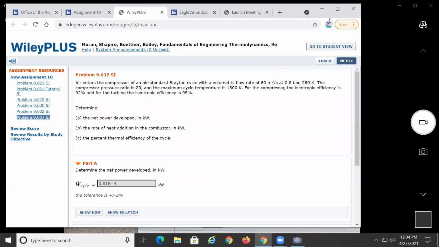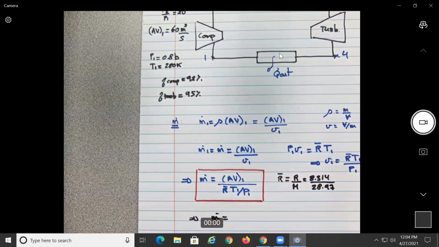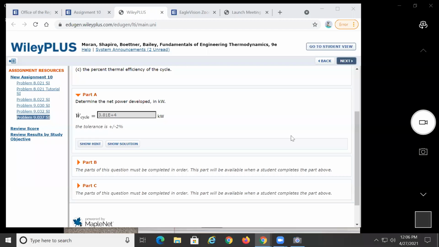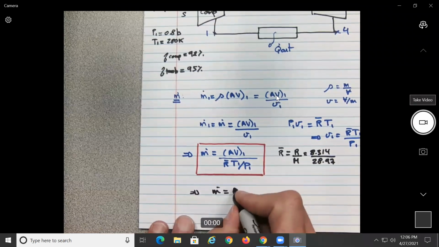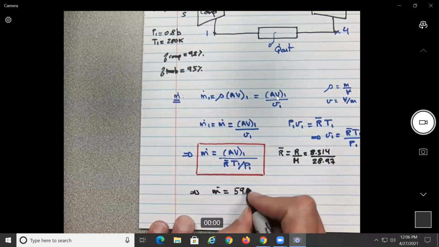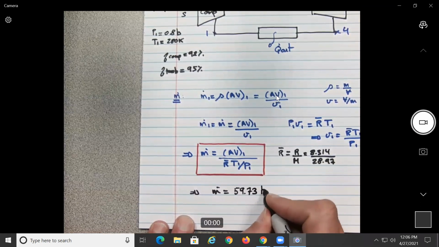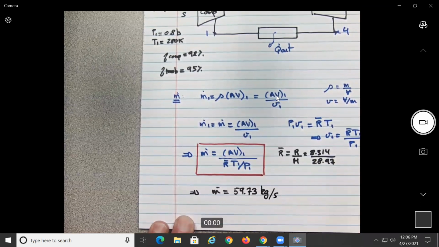Oh, so they don't give us the middle step, so you need to give it to me no matter what. Please don't do too much of a round off. So in this case, you get for m 59.73 kilograms per second.